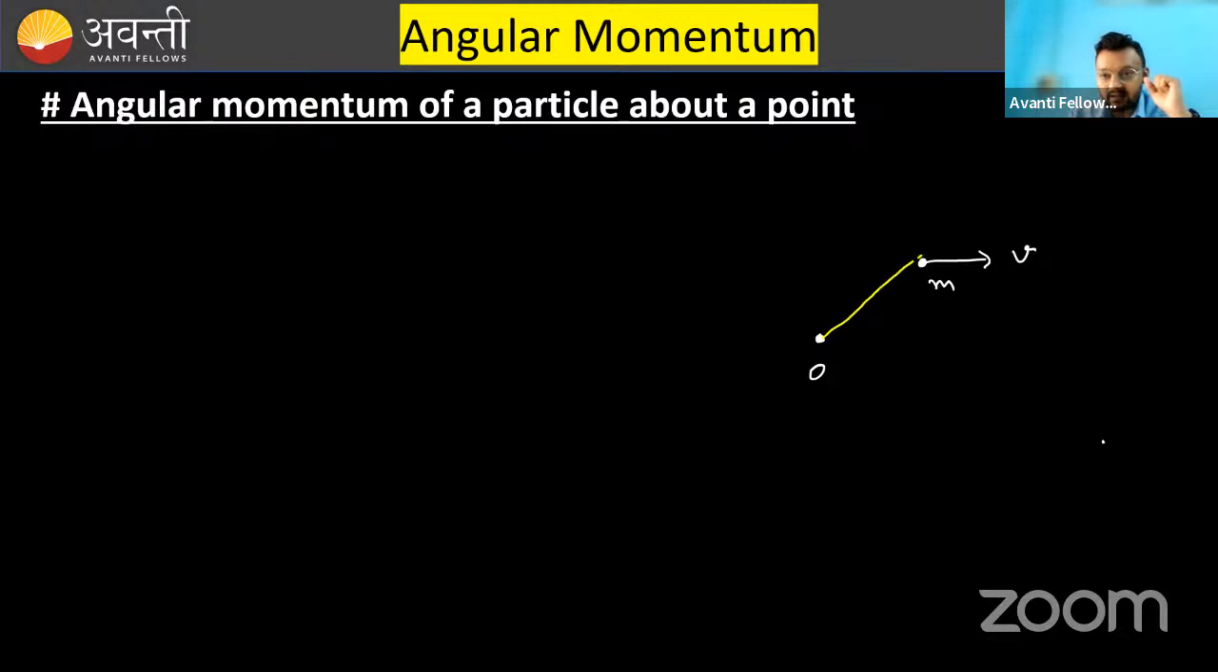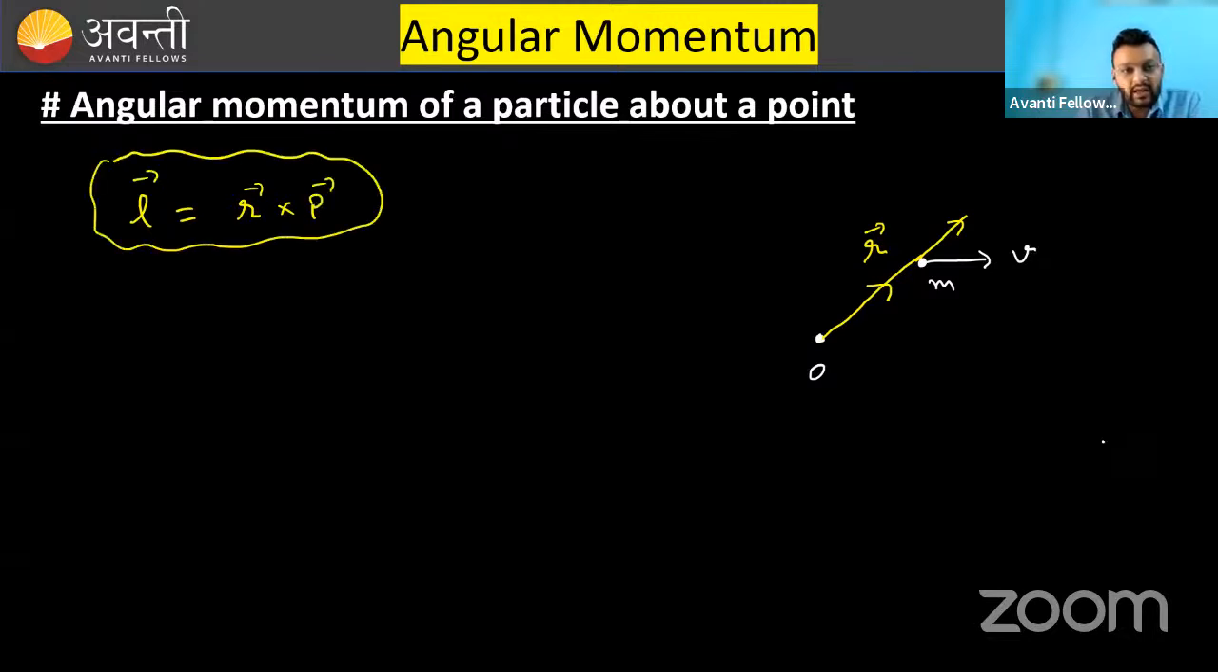and this line is called the position vector of the particle. Then angular momentum is denoted by L, and it is defined as L is equal to vector R cross P. This is the angular momentum of a particle about a point, and this point is known as the origin. That's what we did in the case of torque: torque was calculated as tau is equal to R cross F. In the same way, L is R cross P.